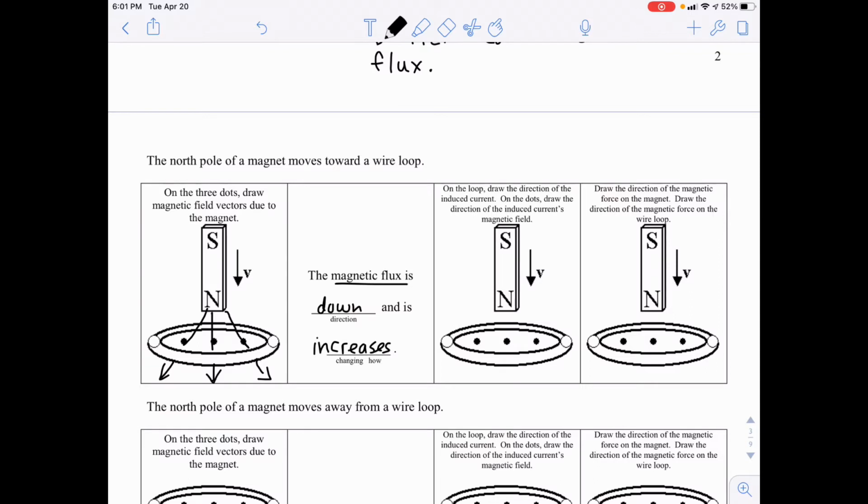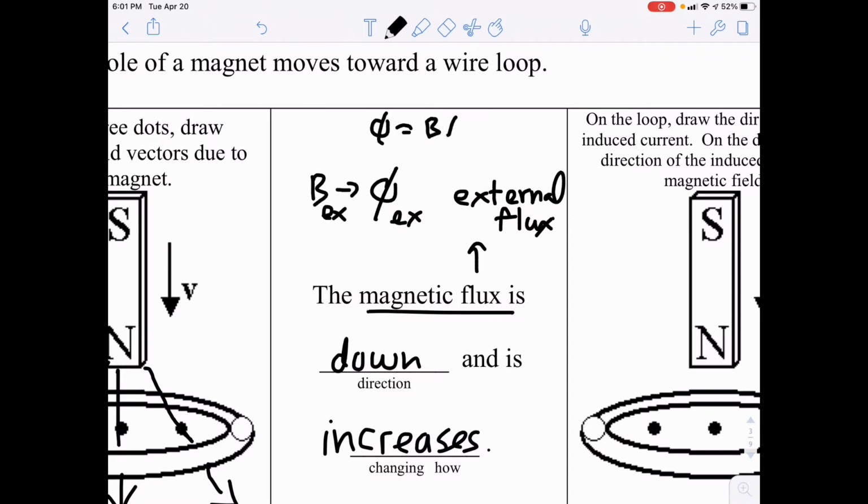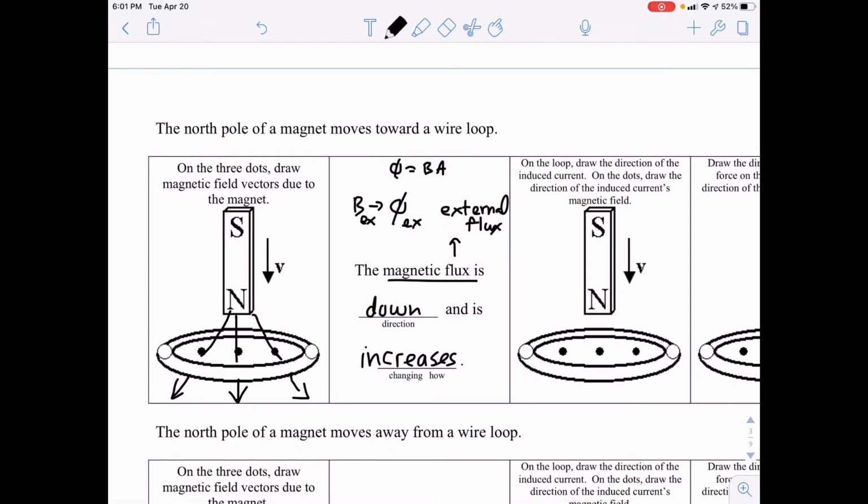Now, here's how Lenz's law works. Lenz's law works such that if the flux increases, this is, by the way, known as the external flux. We would just call it flux external, which corresponds to B external, the magnetic field. Okay, they're not the same, they relate. Remember, flux is equal to field times area, but they relate to each other. So external flux refers to the flux and the field that come from a magnet or some source of magnetism.